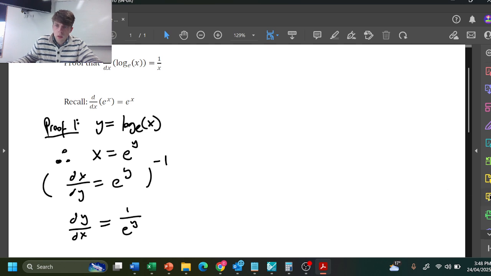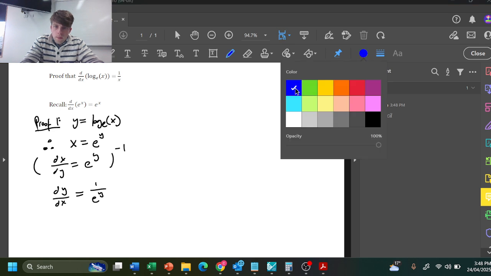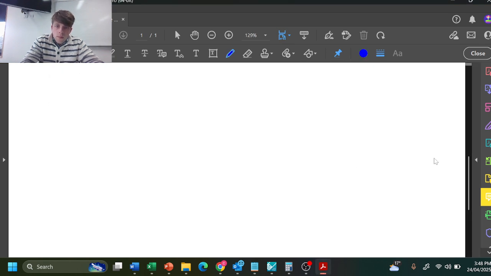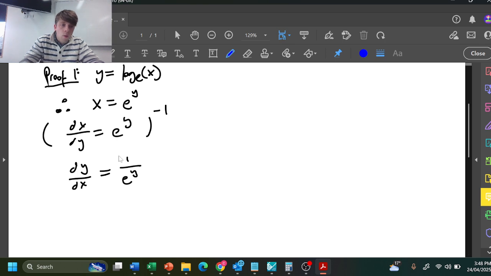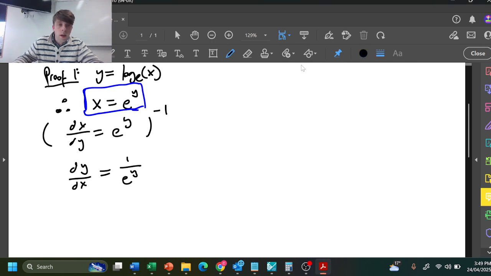Well, why is this not working? That is actually just equal to, in blue, e to the power of y is equal to x. That's our definition right here, right? So e to the power of y is equal to x, so therefore 1 over e to the power of y is equal to 1 over x. And we're done. The derivative of log e x is 1 over x.